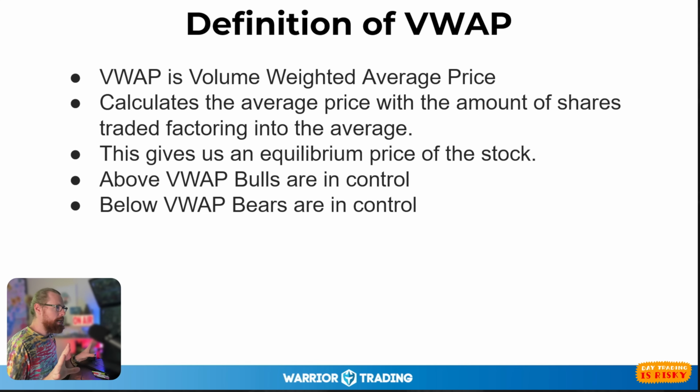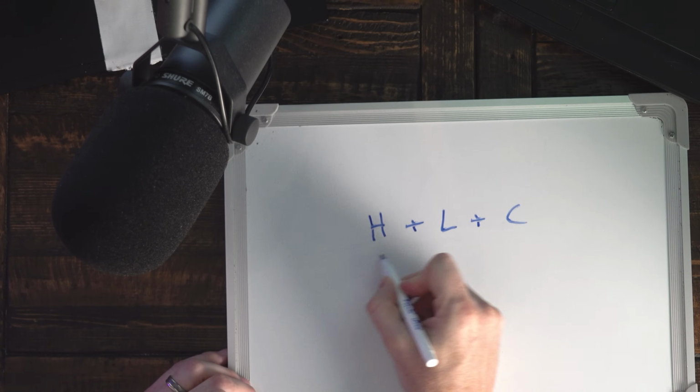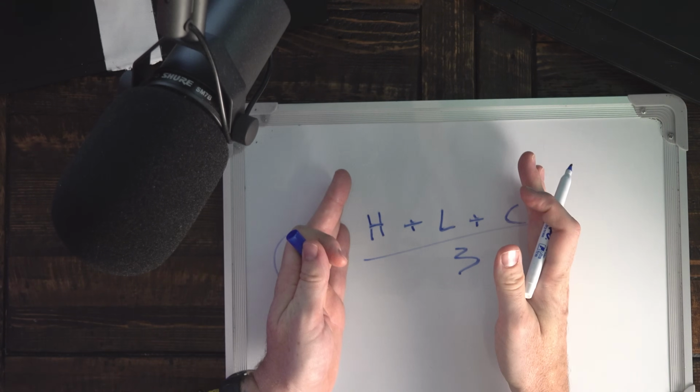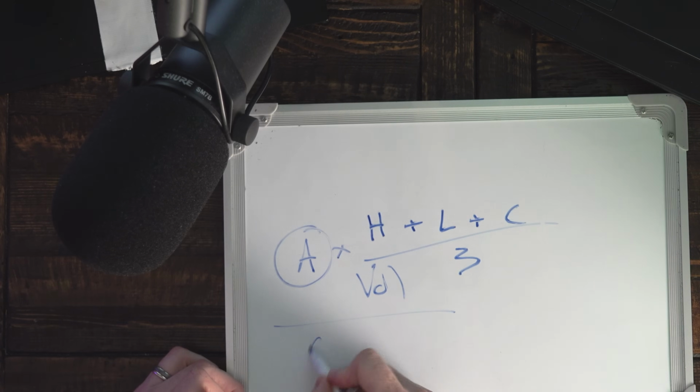Okay, so first, let's make sure we're all coming here with a level set, even playing field. Let me give you the definition of volume weighted average price, VWAP. This calculates the average price of a stock over the period of the day, and it factors in not just the average price, but the amount of volume that is traded. So the way this calculation works is it takes the high plus the low plus the close, and then divided by 3. And that gives you the average price for one period of time. And then it multiplies that by the volume, and then it divides it by the cumulative volume.